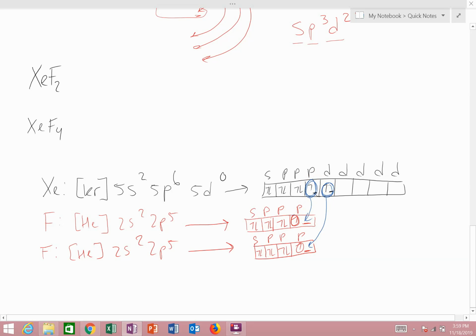So now we have two bonds, and we can see that for xenon it is going to be sp3d. And we don't write the 1, as in all of chemistry. We never write any of the 1s that are involved, so it's just sp3d. And that is for xenon difluoride.